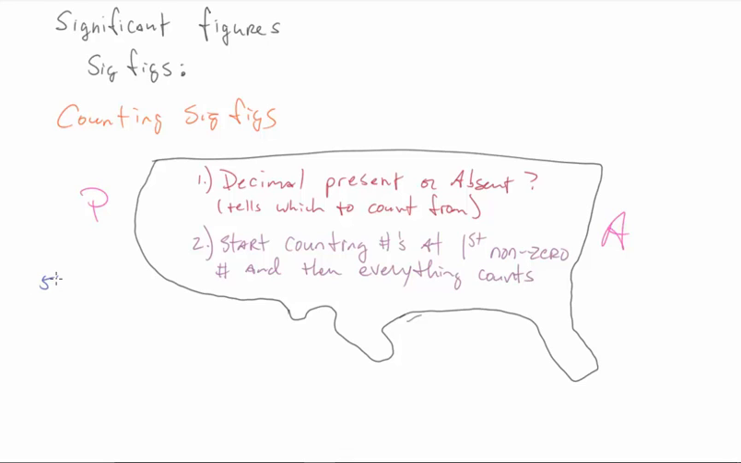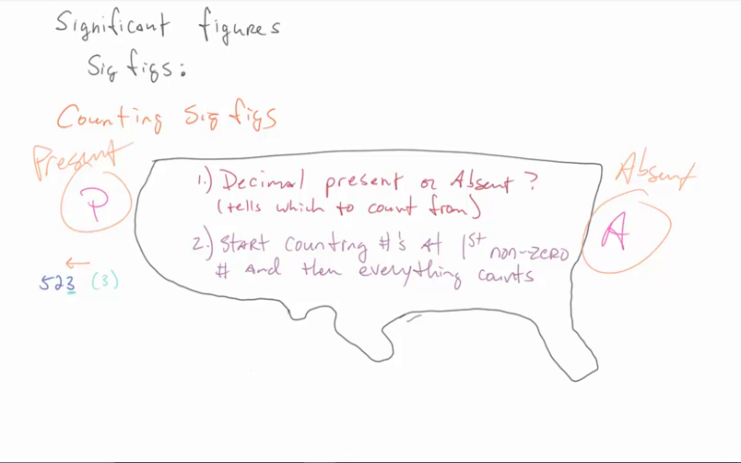To give you some examples, if I look at the number 523, I ask, is a decimal present or absent? It's absent, so we start counting from this direction. That's where I get the A and the P: absent, present for decimals tells us which side of the number to start counting from. I start counting from the right-hand side, at the 3, because it's my first non-zero number. So 523 contains 3 significant figures.